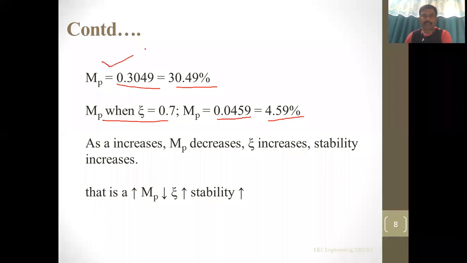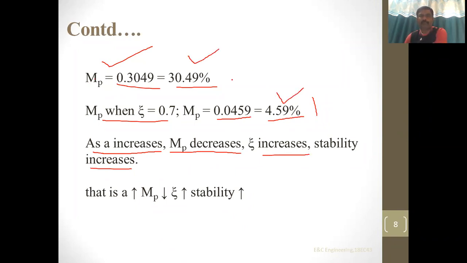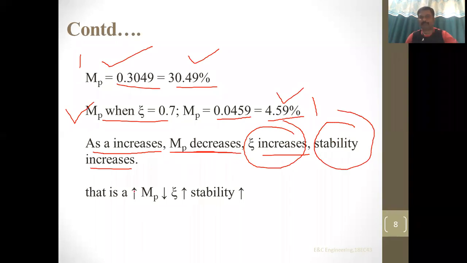Thereby Mp has decreased. As a increases, Mp decreases, xi increases, stability increases. Is it okay? Look here, Mp is higher in this case and lower in this case, because xi is lower in this one and xi is higher in this one. Thereby maximum overshoot decreases with increase in the value of xi, and thereby stability increases. Is it okay? And this is the parameter we need to learn with this problem 9.